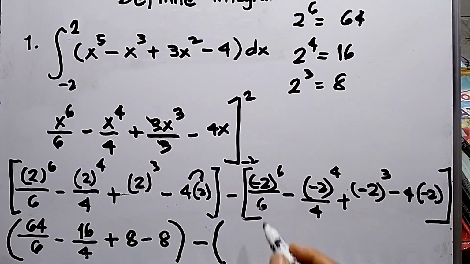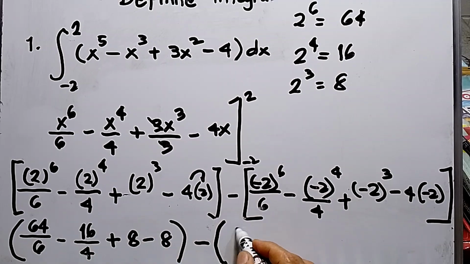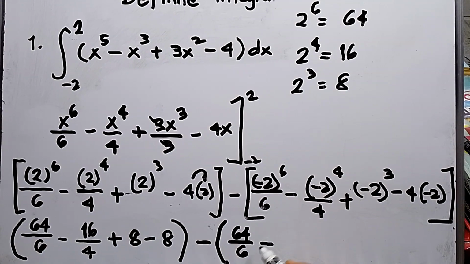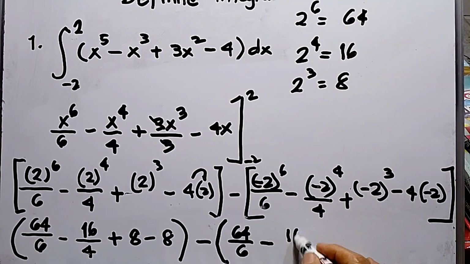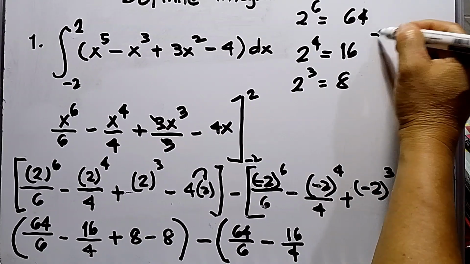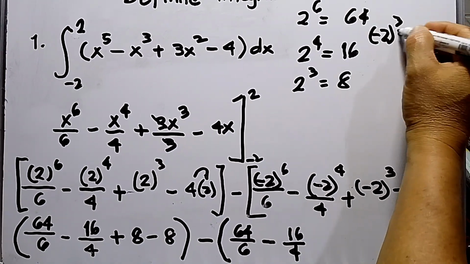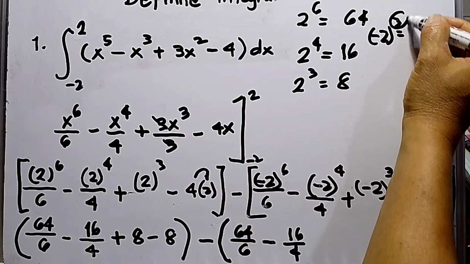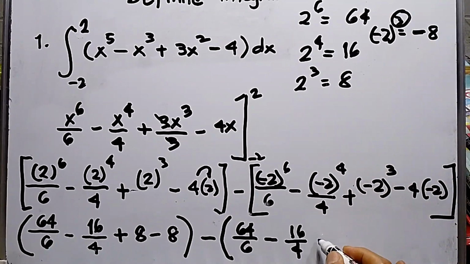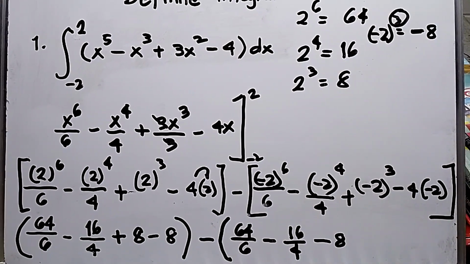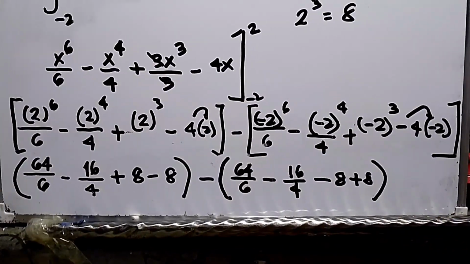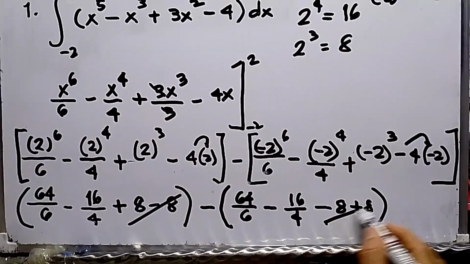in brackets, the same, 64 over 6. And then this one will be minus 16 over 4. Then take note, negative 2 raised to the 3rd power. So the exponent is odd. So therefore this is negative 8. Then negative times negative, that will be positive. So take note, cross out this one, cross out also.